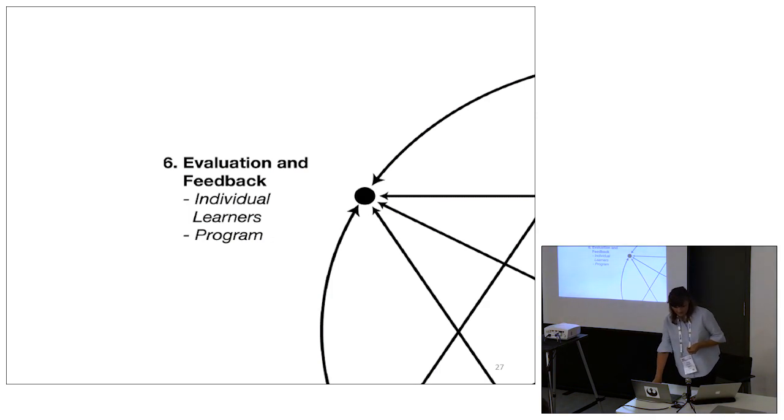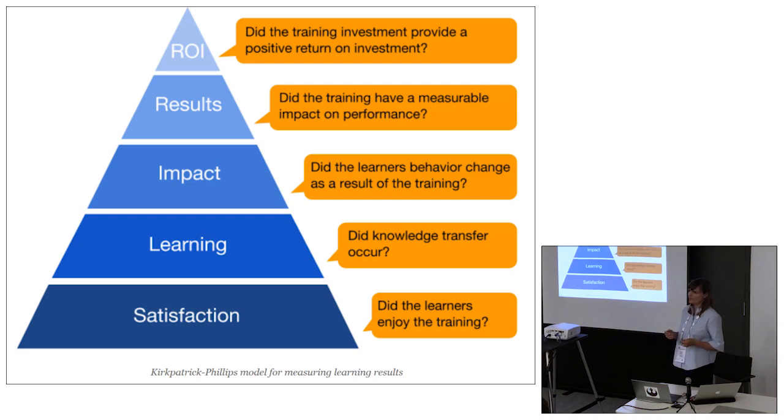One model for evaluating training programs is the Kirkpatrick model, as you probably already know. It's not enough to show that people are satisfied with the course. We have to show that they actually learn something and that it is cost efficient.